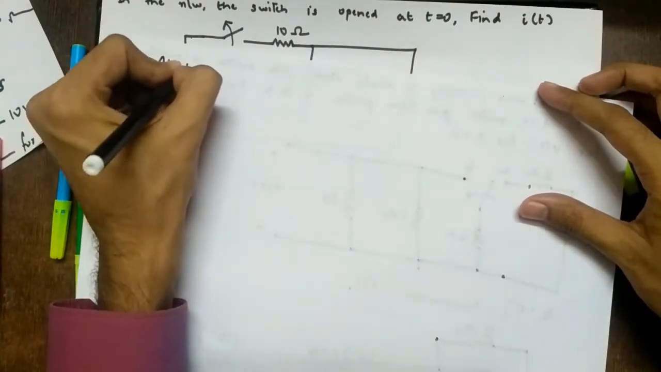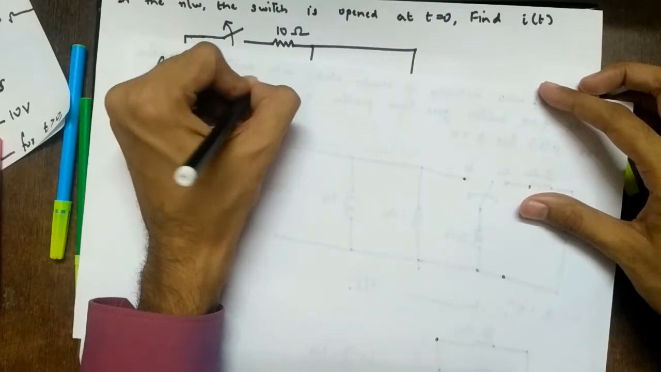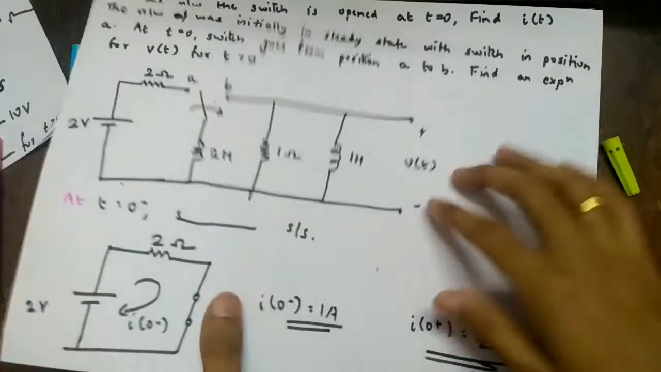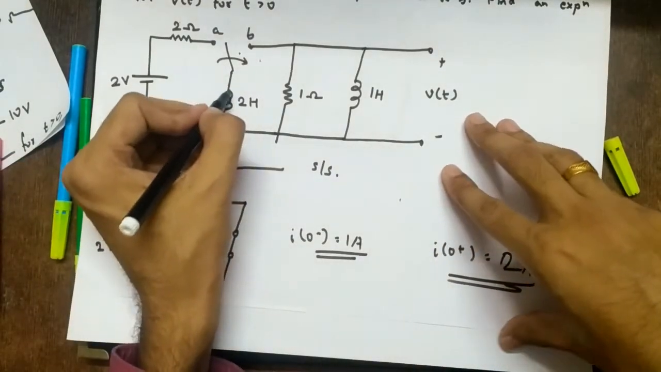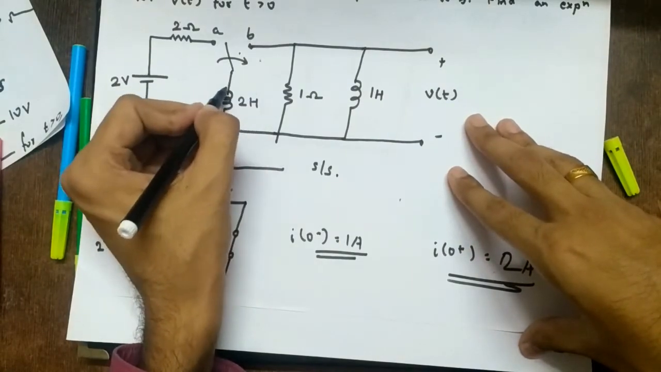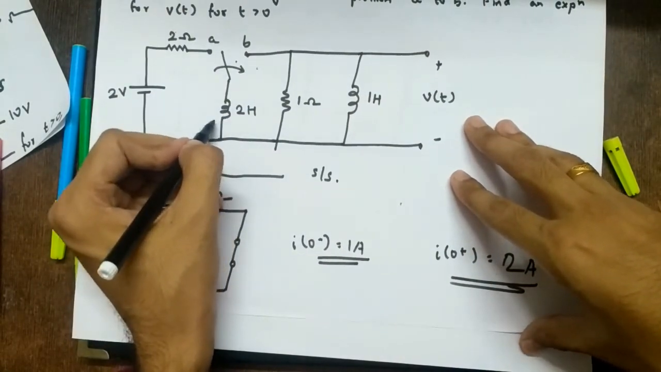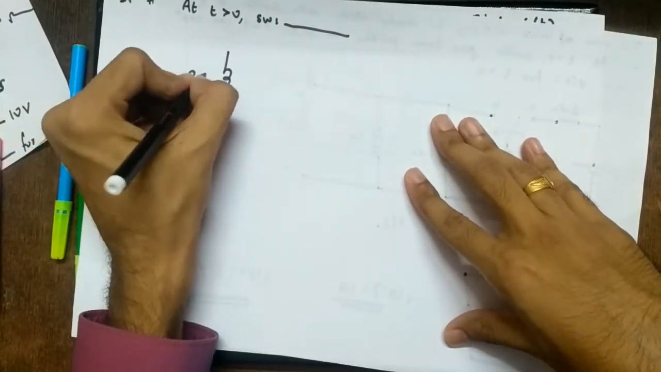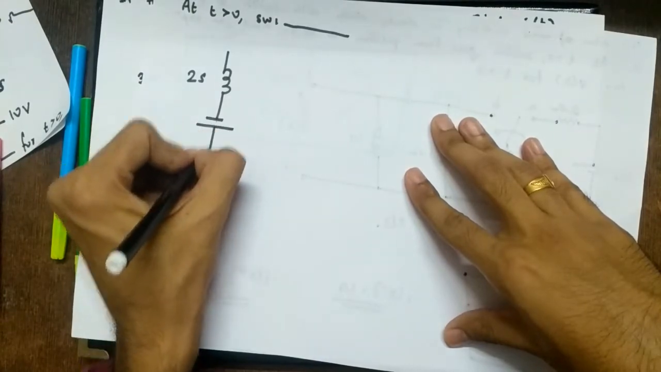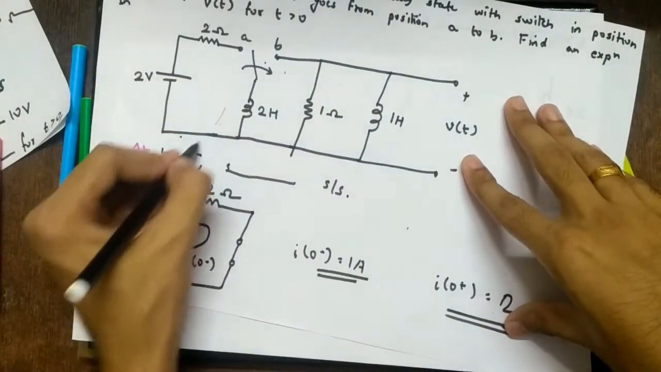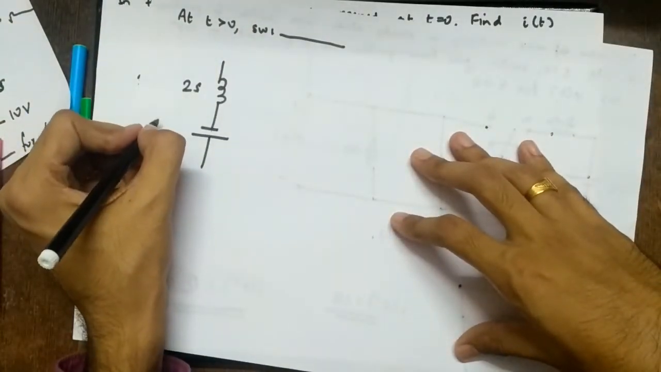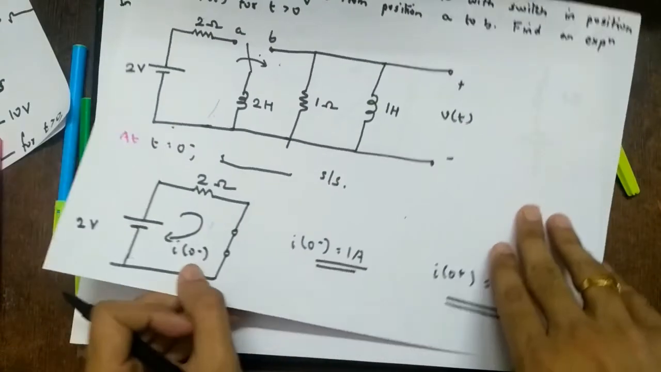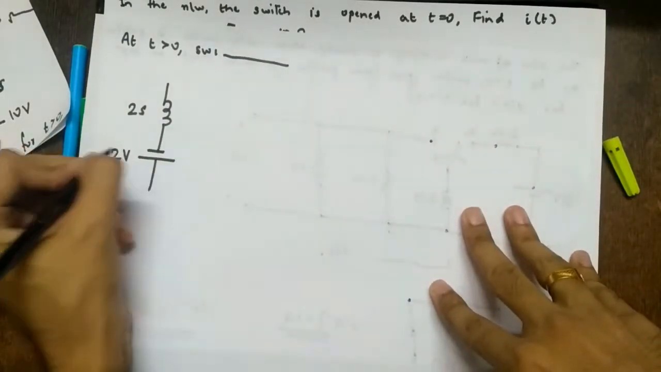So at t greater than 0, the switch is in position B. What will the circuit look like? Again the inductor will be replaced by 2s in series with a voltage source of value L i(0). This is negative, this is positive, because we have assumed the current going downwards through this inductor. So this should be L into i(0), so 2 into i(0), and 2 into 1 is 2 volts. So this is 2 volts.